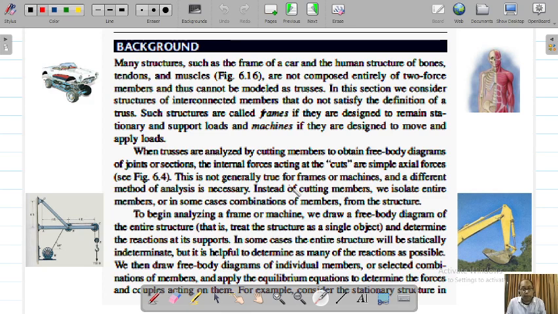We have to isolate the entire member, or a combination of members, from the structure. We will analyze them that way because most of the times whenever a frame or a machine comes, it will be statically indeterminate. That means there will be more unknowns than equilibrium equations. We cannot solve them directly. We have to use different techniques for solving them. So this is the background.